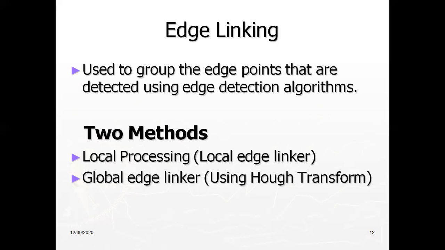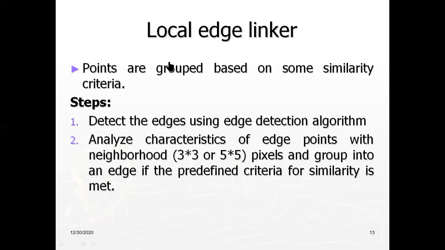So we have two methods for edge linking, that is, to group the pixels belonging to the same edge. One is local processing, which is called the local edge linker, and the second method is what is known as the global edge linker. For global edge linking, we use the Hough transform, which is mainly used for line detection. Okay, here we'll discuss these concepts one by one. First, we are going to start with the local edge linker. This is one of the simplest concepts.